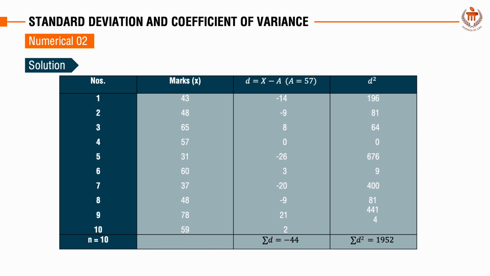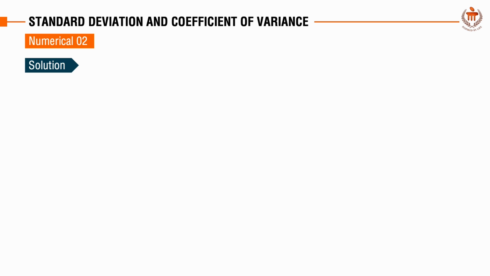Okay, then whatever the D values I got, I did the squaring of the D values. So minus 14 square is 196, minus 9 square is 81, 8 square is 64, minus 26 square is 676, 3 square is 9, 20 square is 400, 21 square is 441, 2 square is 4, and then I did the sum of this. So the sum of D square we got is 1952, and the sum of D we got is minus 44.